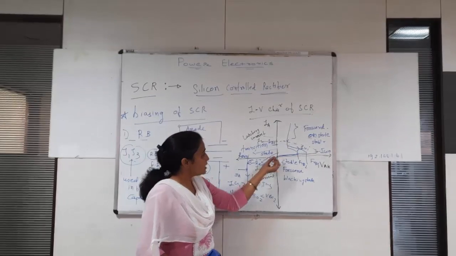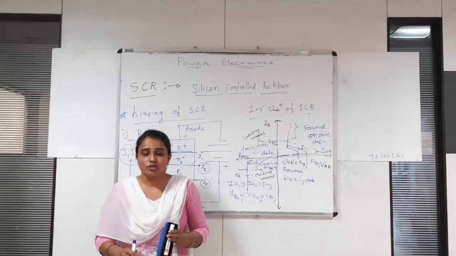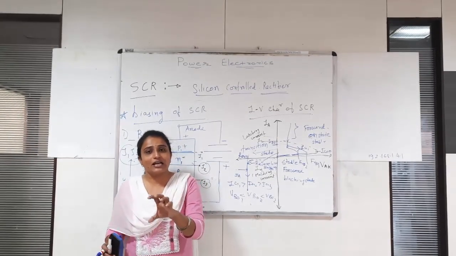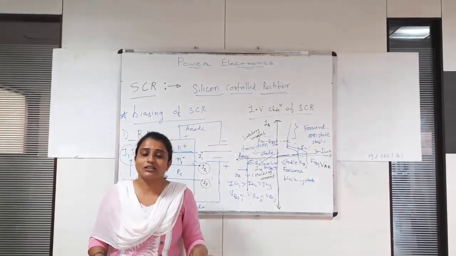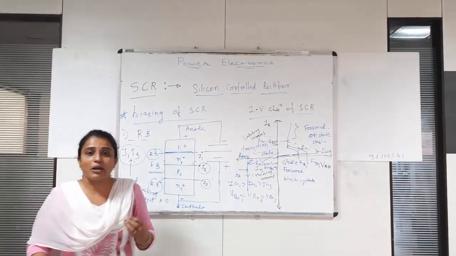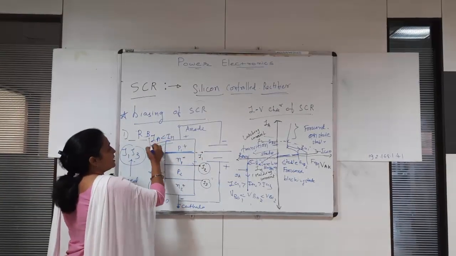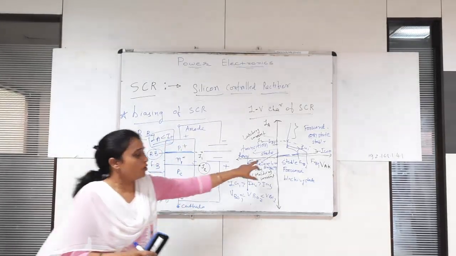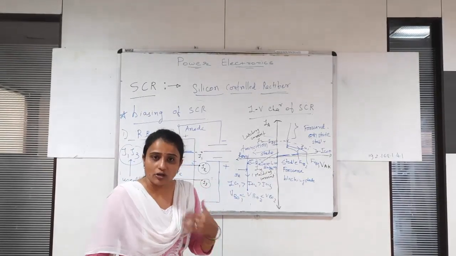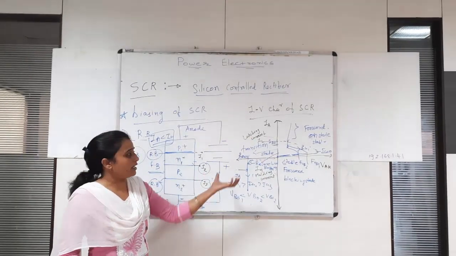Now the next current is the holding current, and the holding current is always below the latching current. Once the SCR is turned on, we must maintain the holding current. The holding current is nothing but the minimum anode current to keep the SCR on. Whenever the anode current falls below the holding current, the SCR is turned off. So the holding current is related to the off state and the latching current is related to the on state. To turn on the SCR we have to apply the latching current, but to turn off the SCR the current must fall below the holding current.